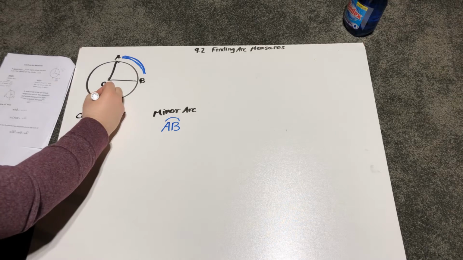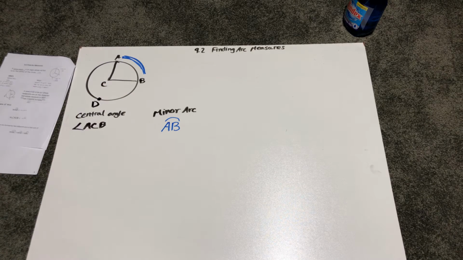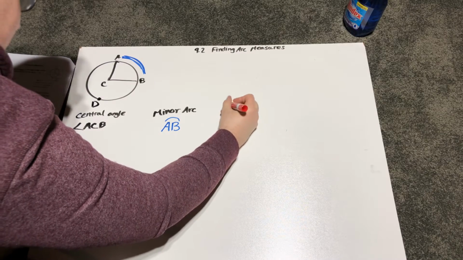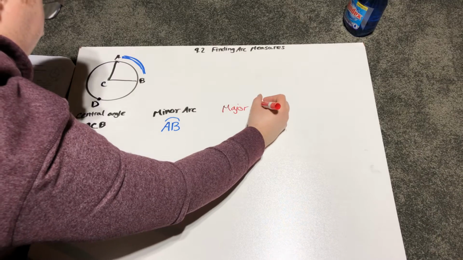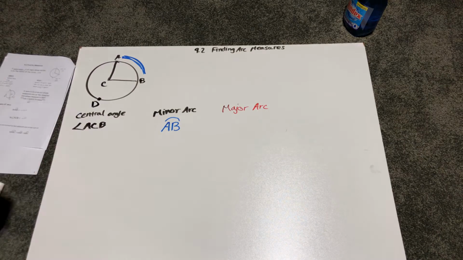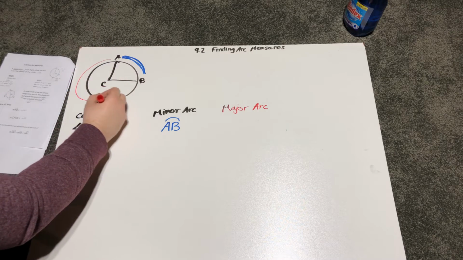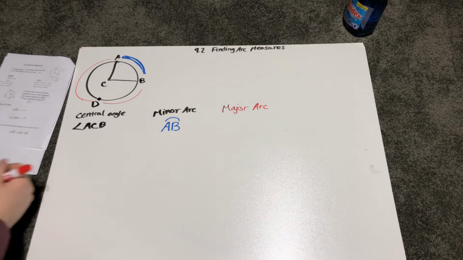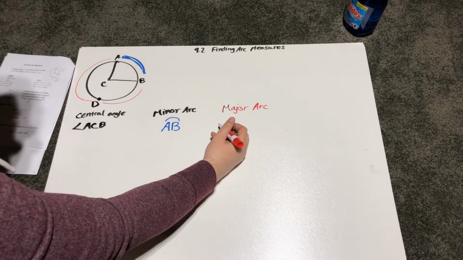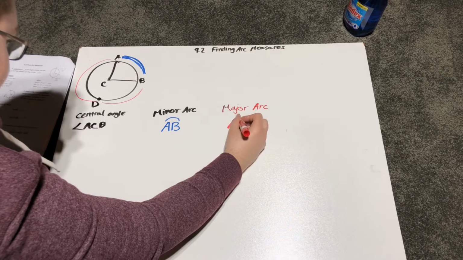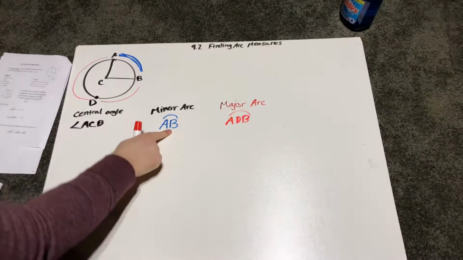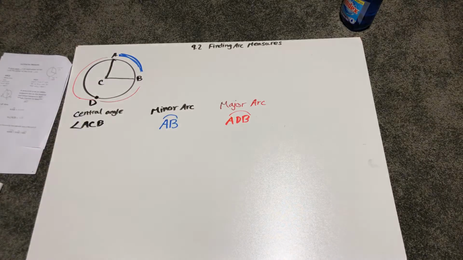And if I put a point D right here, we also have major arcs. So we've got minor and we've got major. A major arc is the exterior of the central angle and does not lie on the minor arc. So basically, it's everything else right here. And we are going to call that major arc ADB. Minor has 2 letters, major has 3 letters.